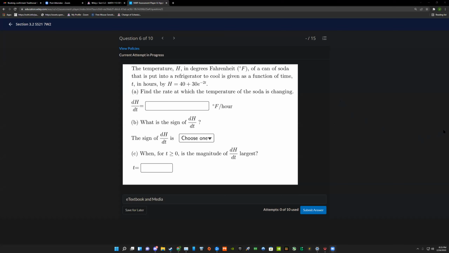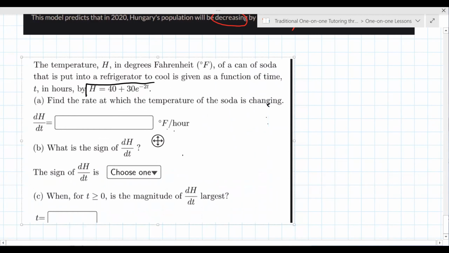Okay, the temperature, they give you a, oops, what's going on here? The temperature of this thing is given by this function, h equals 40 plus 30e to the minus 2t. And they want the rate. Rate means derivative. The rate is the derivative. The derivative of a constant is always 0. So the derivative of the 40 is 0. Now you don't write 0, but you should know that.